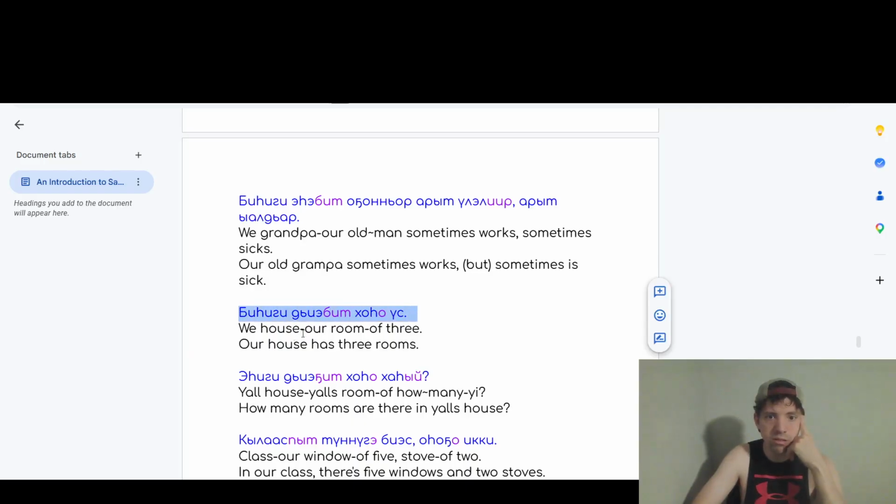So our house has 3 rooms. You'll remember room is hos, but when we're saying the rooms of our house, we have to put the a, which is our genitive case. And that turns that sa into a light H.